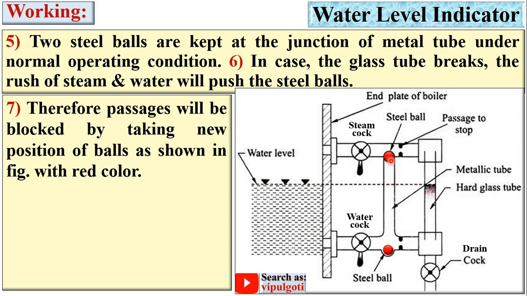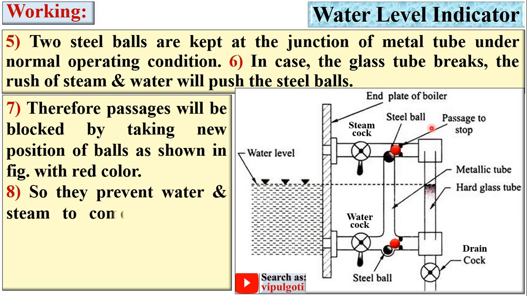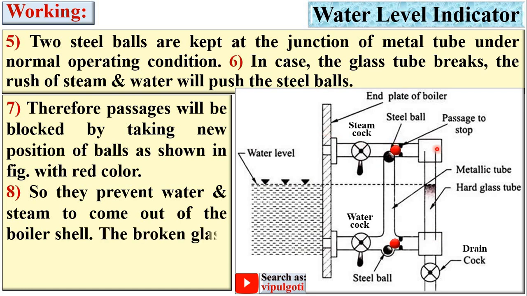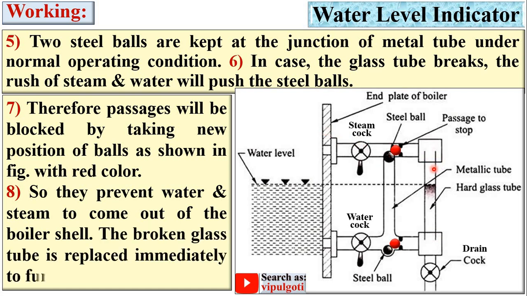This is the initial position of the ball. Now due to the rush of the steam as well as water, it will take its new position, so that both these passages are blocked. So they prevent water and steam from coming out of the boiler shell. The broken glass tube is replaced immediately to function as usual.